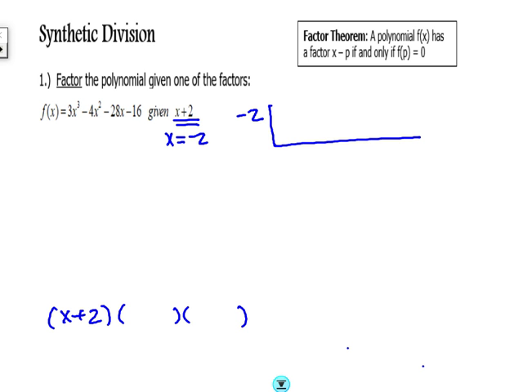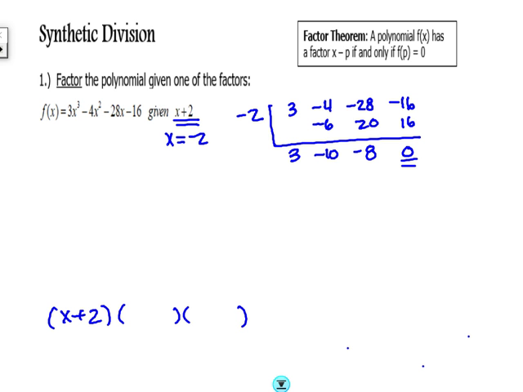Alright, let's look at it. It's in standard form. We're not missing any terms. So write down the coefficients. And let's do synthetic. So we're going to drop, multiply, add, multiply, that's an 8, add, and multiply, and we should be getting 0. So that makes us happy.